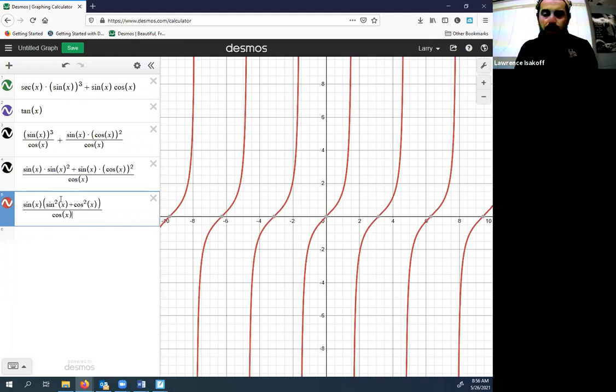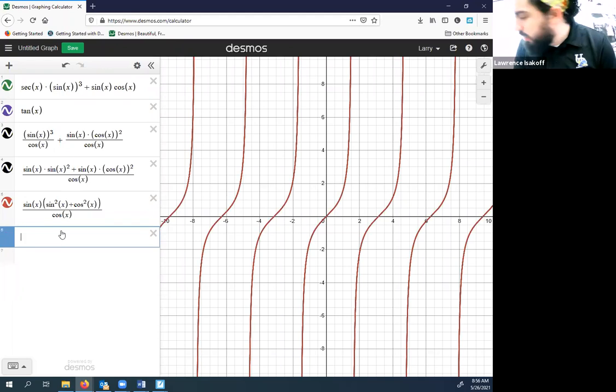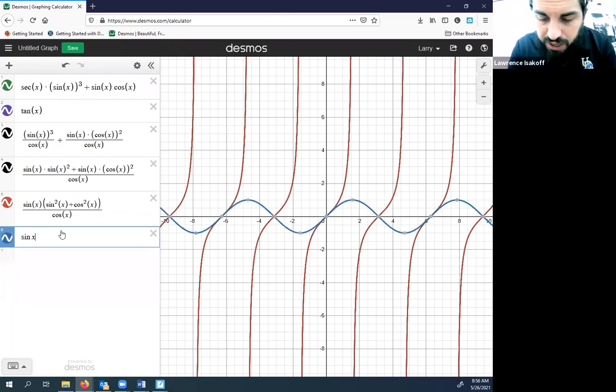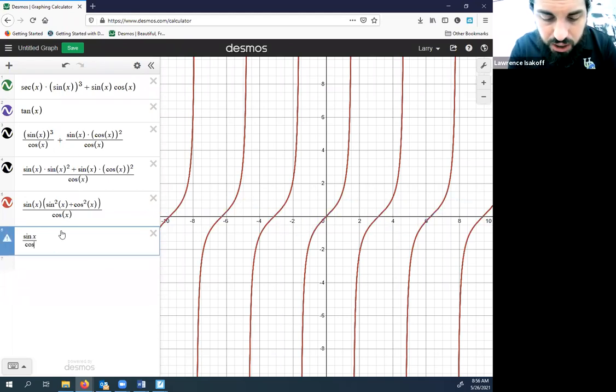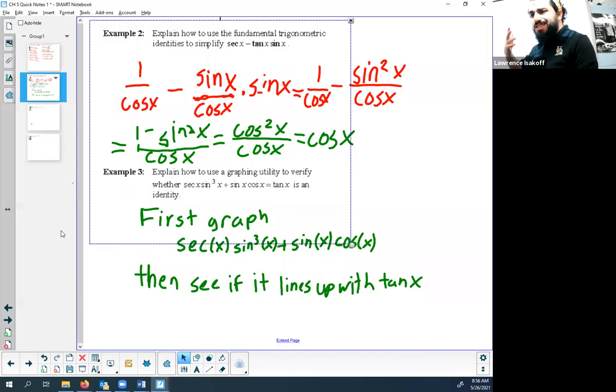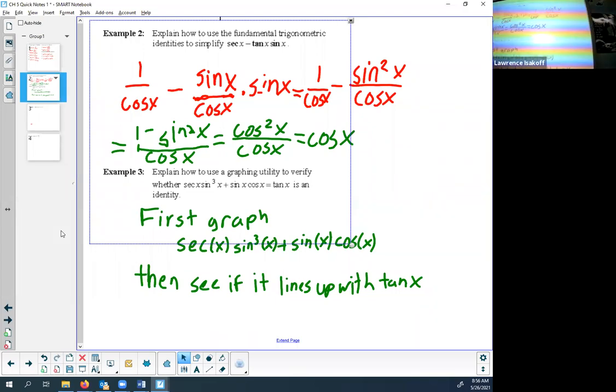Sine squared plus cosine squared is 1, leaving me with just sine of x divided by the cosine of x. But sine divided by cosine is tangent. So I know that was a little crazy, but if you notice, as I kept writing them, they kept conforming to the tangent. So that's a way I could use Desmos as a visual. Hey, am I on the right track with this?